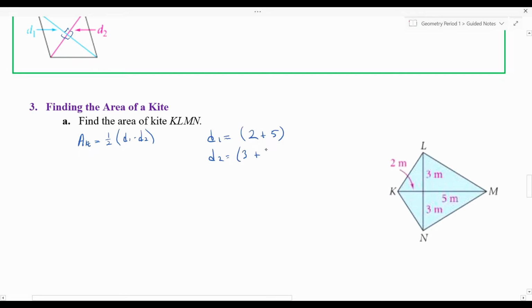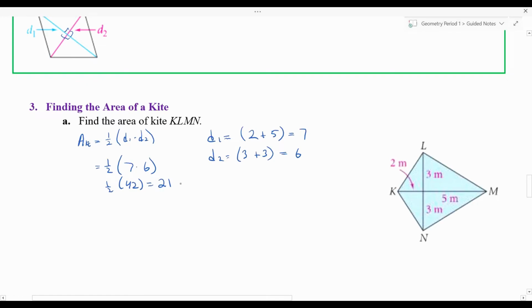Let me draw a better 3 than this. Oh, that looks even terrible. There we go. So we have a 7 here and a 6 over there. So we plug those numbers in and we get 1/2. The first diagonal is 7. The second diagonal is 6. And we have 1/2 of 42. And 1/2 of 42 is 21.